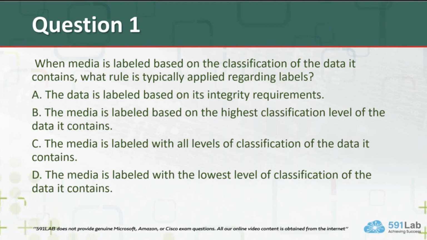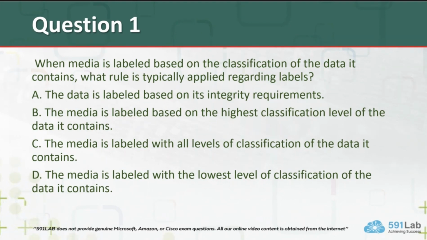All right, so question 1. When media is labeled based on the classification of data it contains, what rule is typically applied regarding labels? A. The data is labeled based on its integrity requirements. B. The media is labeled based on the highest classification level of the data it contains. C. The media is labeled with all levels of classification of the data it contains. And D. The media is labeled with first level of classification of the data it contains. Let me explain what the question really means first.